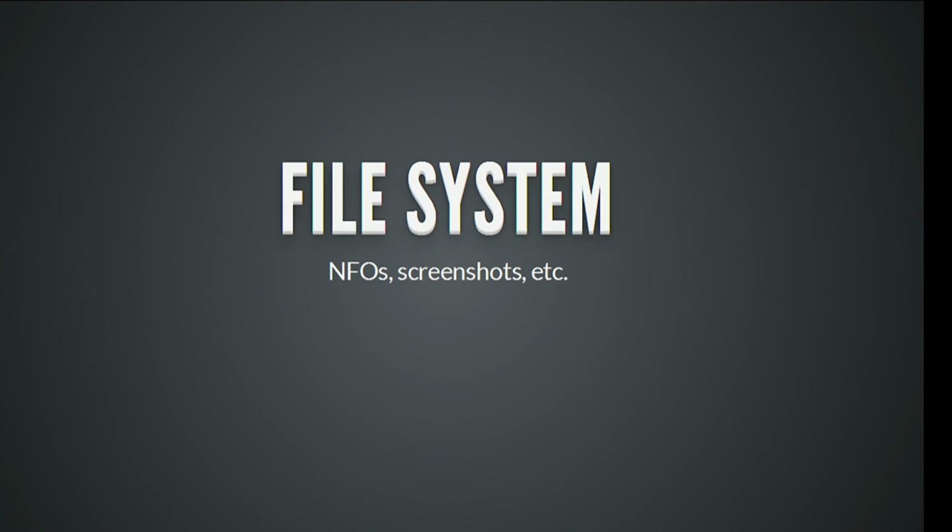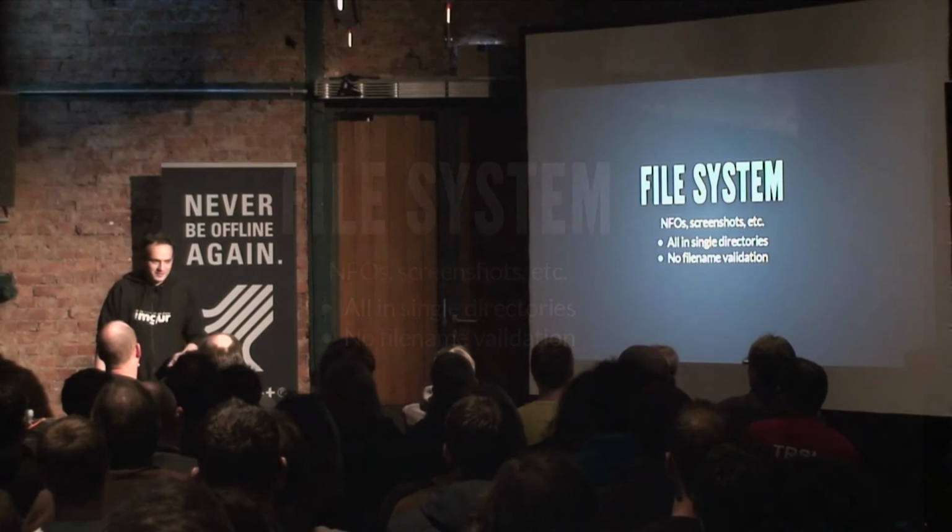The other fun part is the file system, with NFOs and screenshots. This was also not designed to have more than 100 prods, I guess, which was sort of naive in a way, because every single one of them is still in single directories, which means all the screenshots, 60,000 prods now in one directory, the file system is going to go bonkers. I still haven't fixed that, but I really want to. And there was also a fun part where there was no file name validation, so a lot of people tried and succeeded uploading PHP files as avatars.